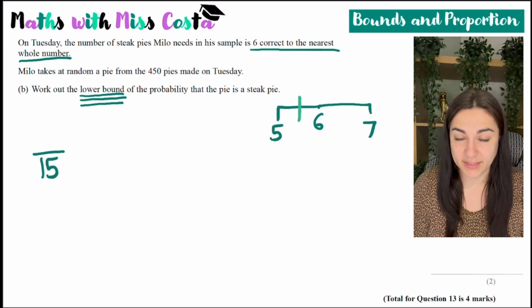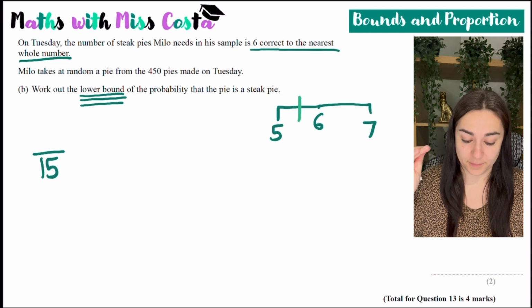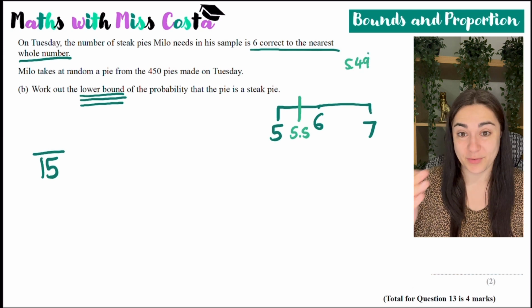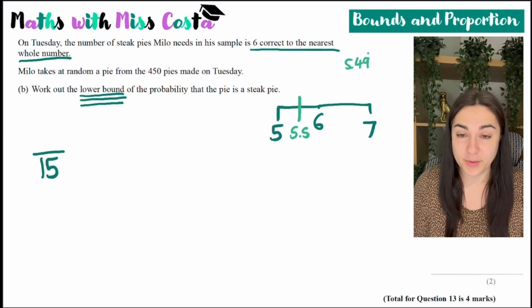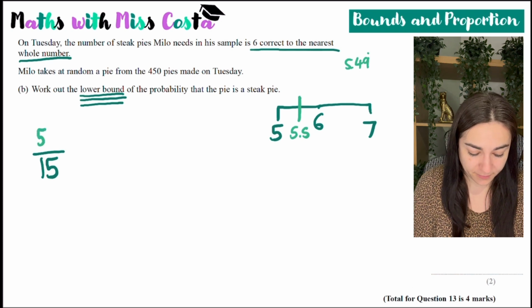So the lowest possible thing it could have been before it rounded up to 6 would be 5.5, because if it was 5.49 recurring, that would round down to 5 pies. So the lowest possible amount of pies that could be in his sample is 5.5.